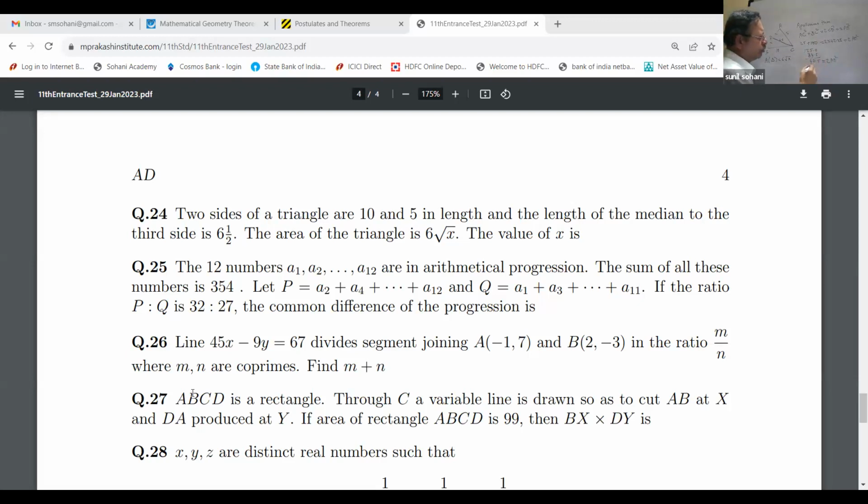This divided by 2 will be 20.25, which is AD square. And I know the square root of this is 4.5, which is AD. If AD is 4.5, AB is going to be double of that, 9.